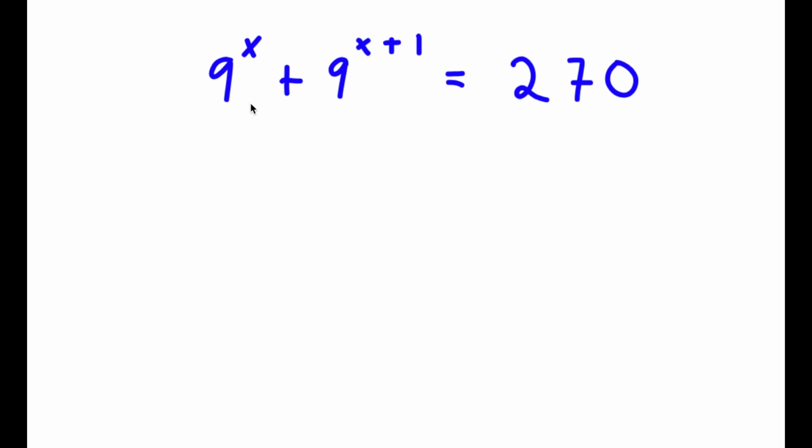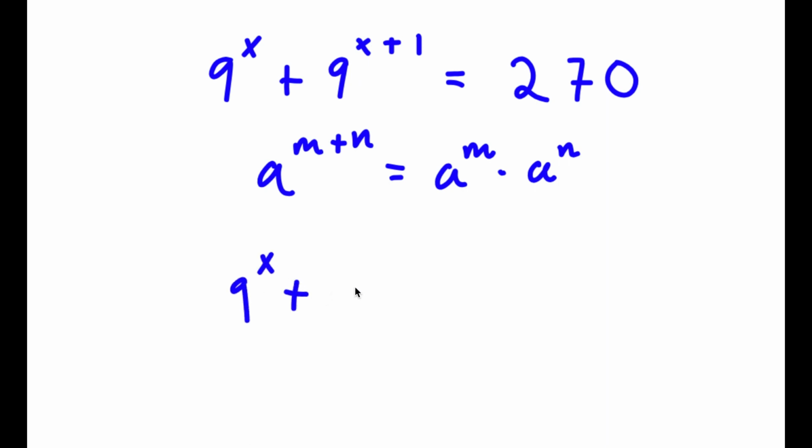Alright, so in this problem, I have 9 to the power of x plus 9 to the power of x plus 1 is equal to 270. So, what I'm first going to do is, if I have something in the form a to the power of m plus n, this is equal to a to the power of m times a to the power of n. So 9 to the power of x plus 1, I can rewrite as 9 to the power of x times 9 to the power of 1. This is equal to 270.